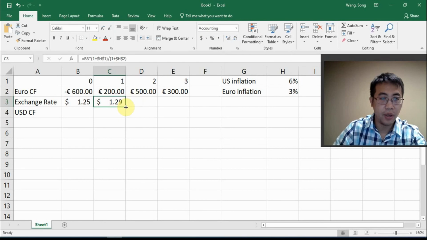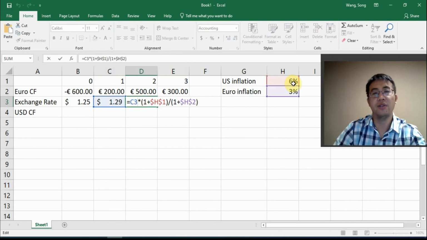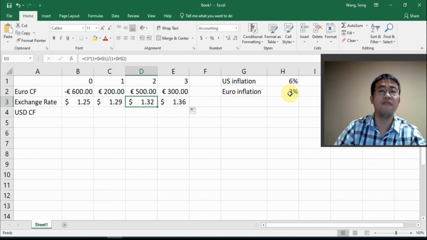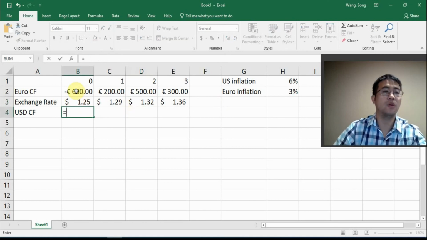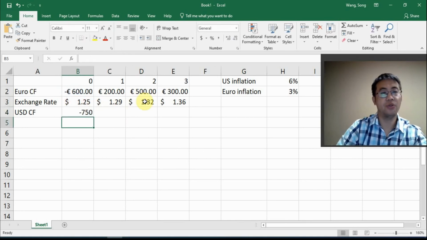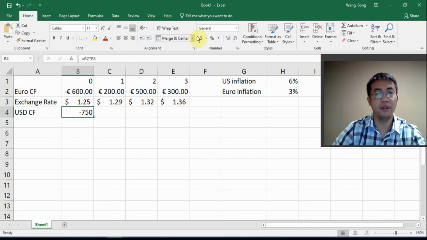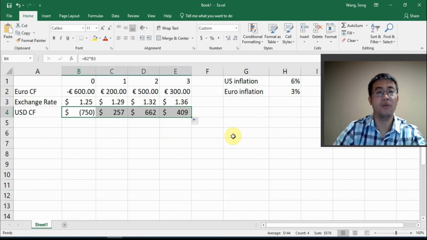It would be 1.29. So this is actually euro appreciation, and the dollar depreciates against the euro. And then I can just drag it down after I lock it. As you can see, since US inflation stays higher than the euro inflation, the dollar will keep going down against the euro, and the euro value will keep going up against the dollar. And then I do the conversion. I will use the euro amount multiplied by the exchange rate. So 600 euros would be equal to 750 US dollars. Okay, and then I just drag it all the way.